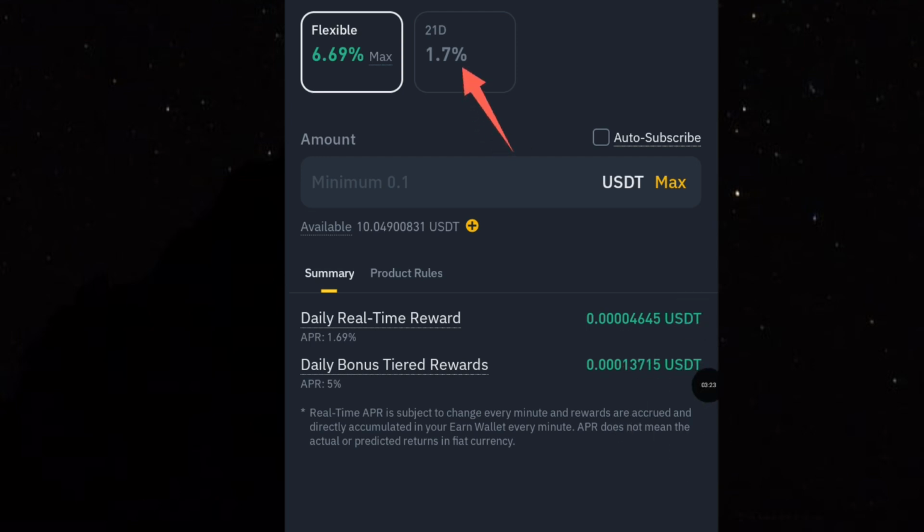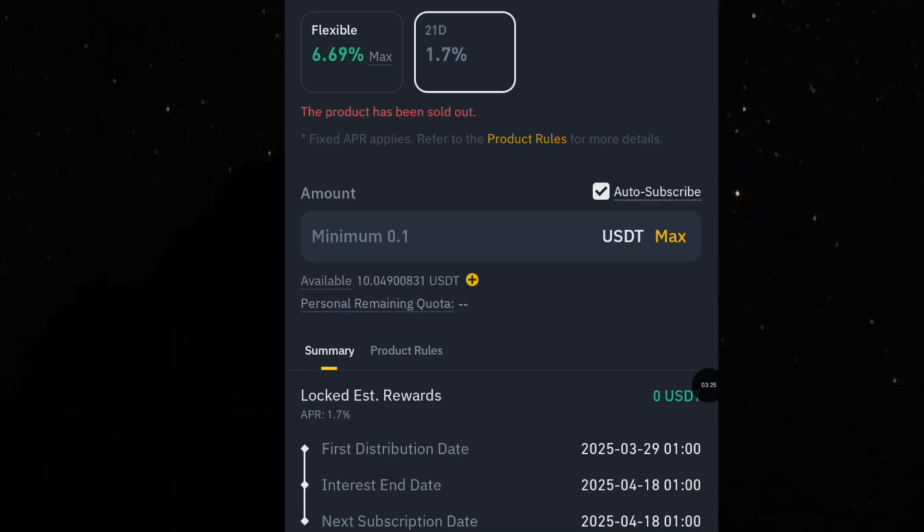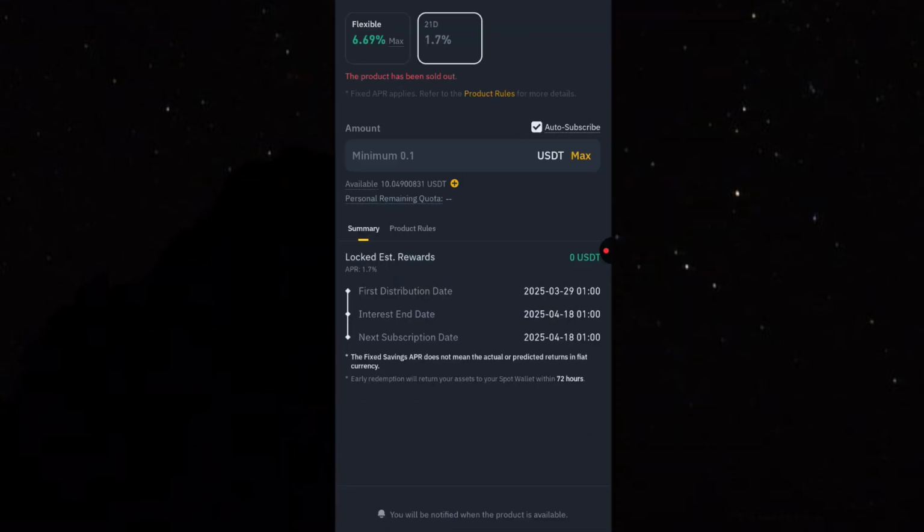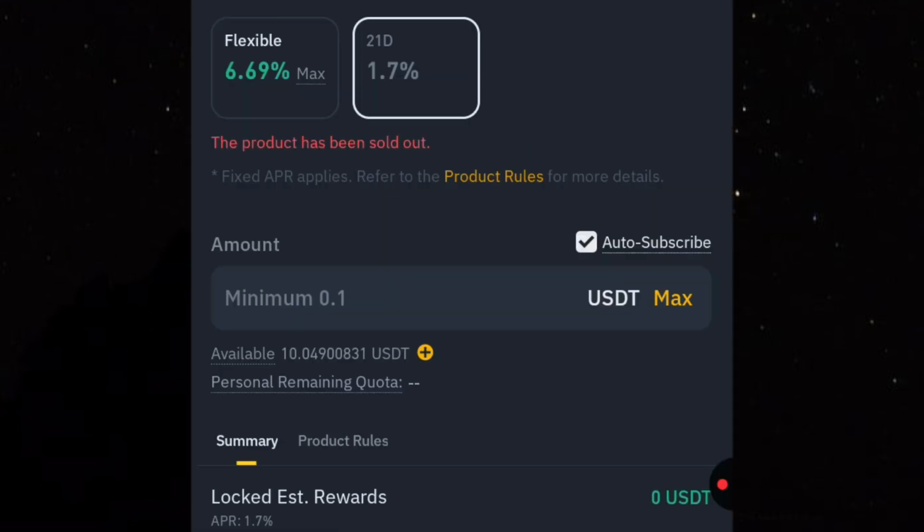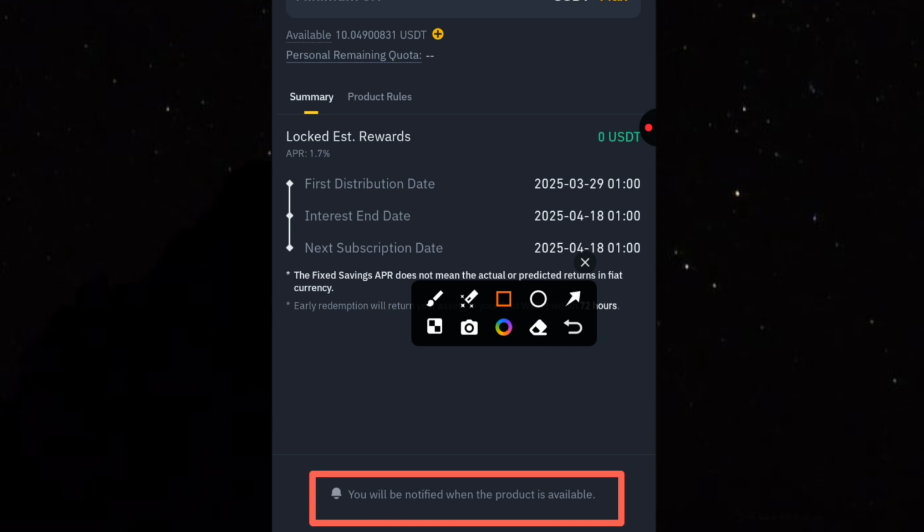Now I'm going to explain what the flexible means, but before I do that, let's talk about the 21 days 1.7. When you click on the 21 days, this shows you that you can lock your cryptos for a period of 21 days, and you get a reward of 1.7%. But you can see this product is actually a hot one, so immediately it's available, it's going to be sold out because a lot of people will be interested and they want to lock their cryptos for that amount of time and get some percent. You can find here that you'll be notified when the product is available.